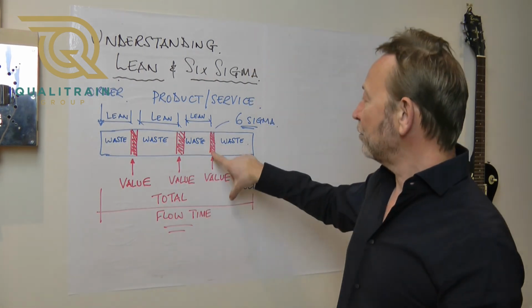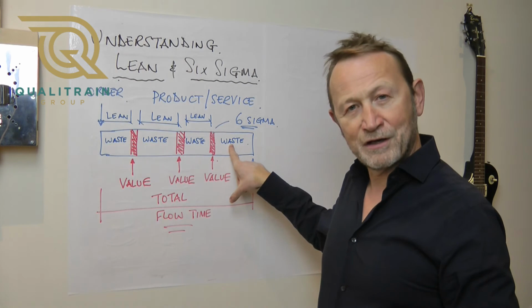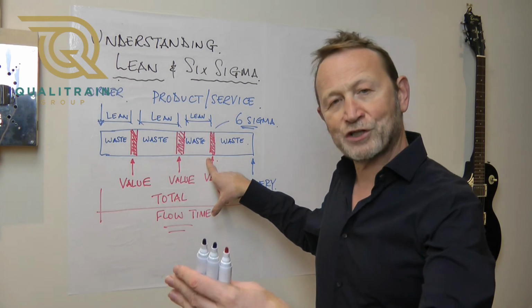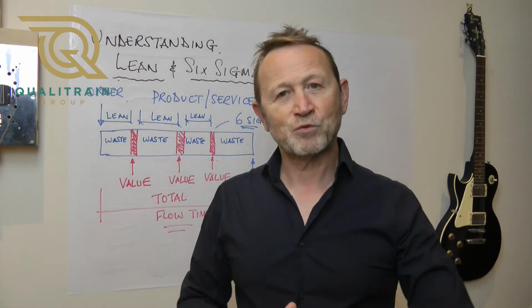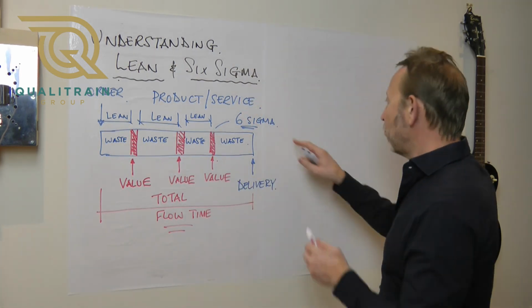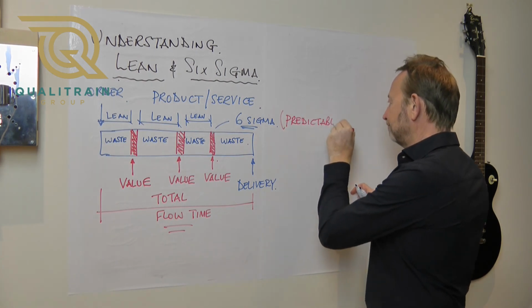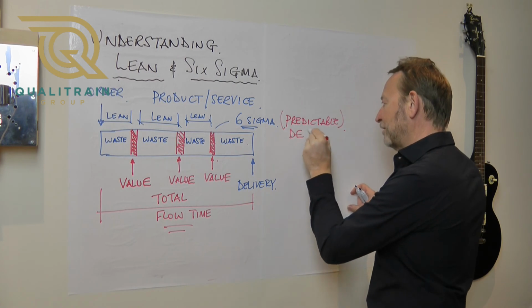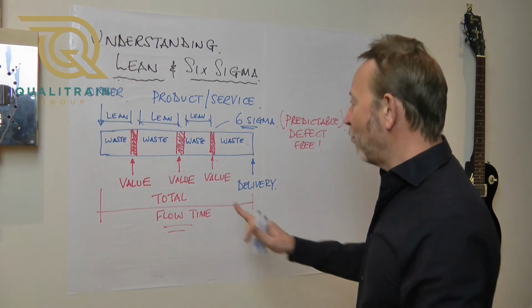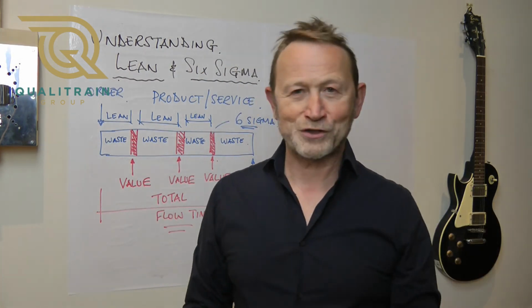And if you think about having reliable value steps, it helps you to remove the waste from the non-value added steps. Because if this step is very unreliable, what do you do in order to protect your customers? You will put stock in place. You will build waste into the system to deal with your unpredictable machinery. So what Six Sigma will do is make your machinery predictable and potentially defect free.